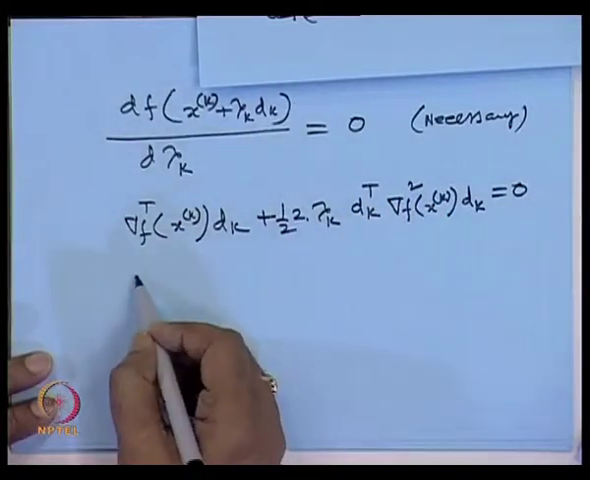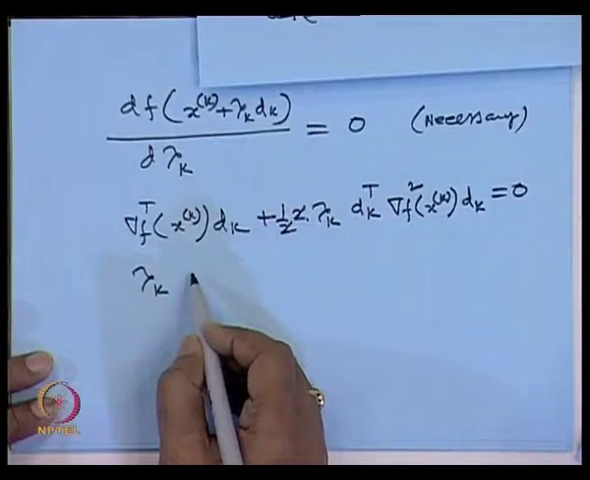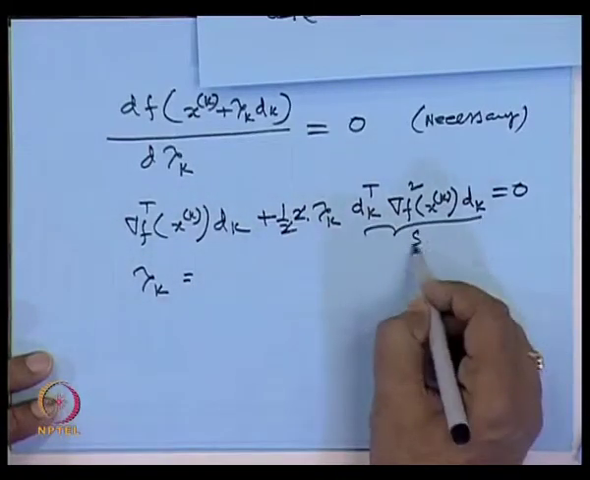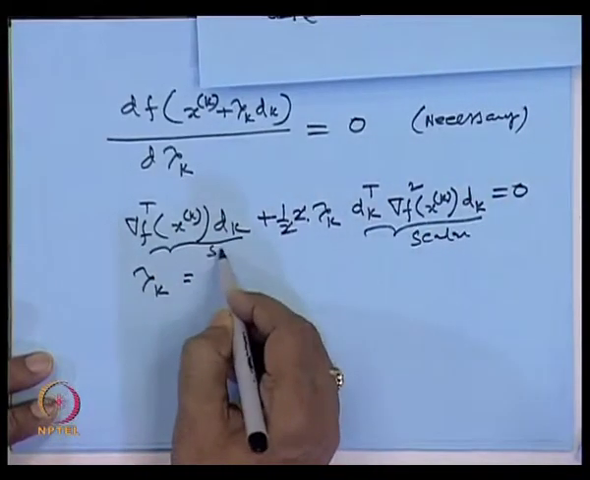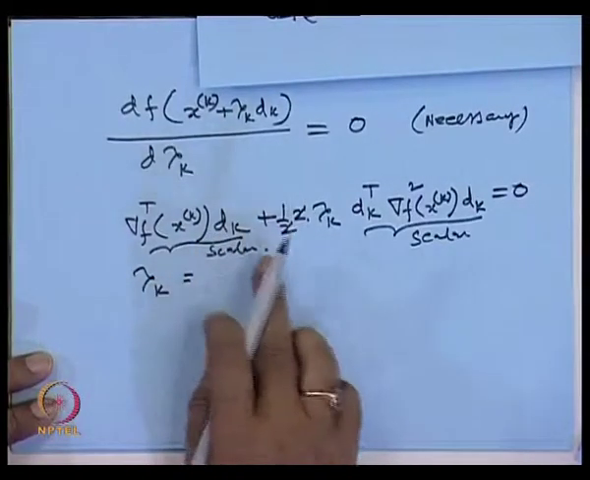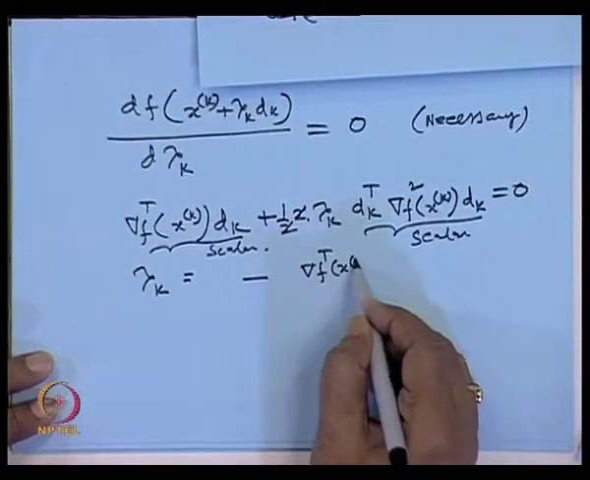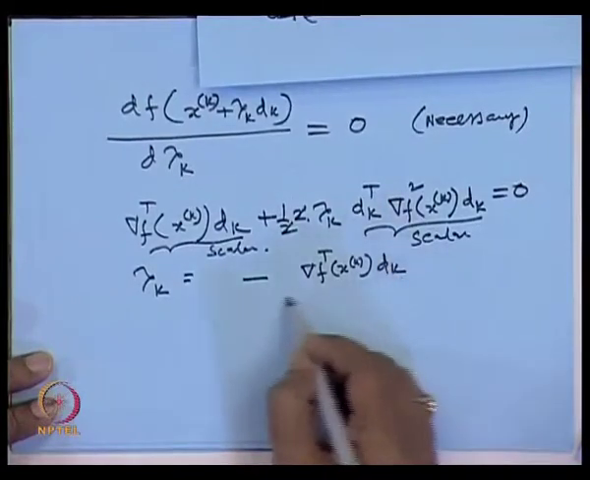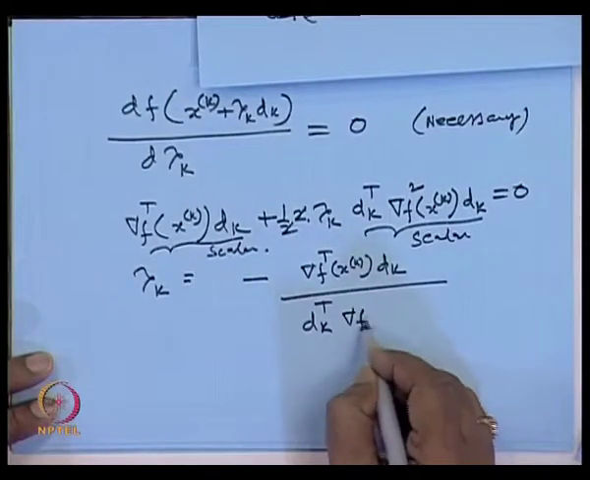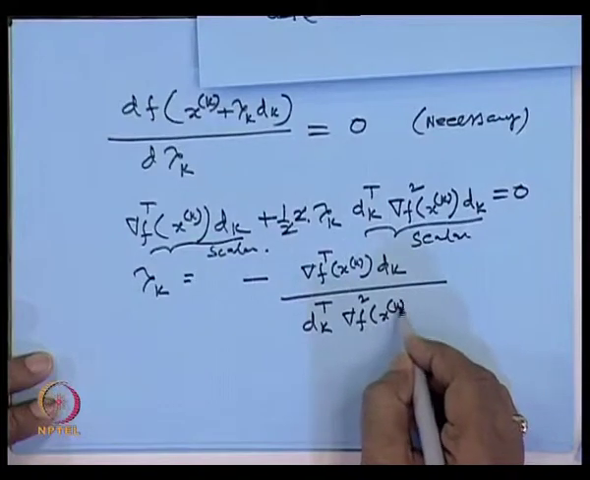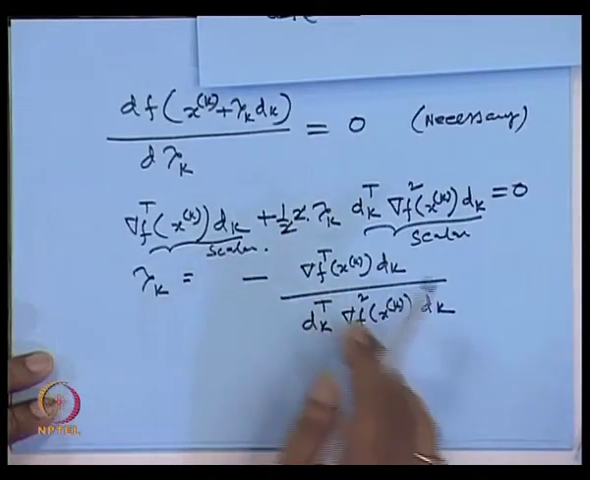Then you find out lambda k. If you just do this, this cancels, and lambda k is equal to, mind it, these are scalar quantities: dk transpose times the Hessian times dk is a scalar, and this is also a scalar. Agree? So, if you take it to that side, it is minus gradient transpose x of k dk, divided by, and I can divide because it is a scalar quantity, dk transpose del square f of x k into dk.